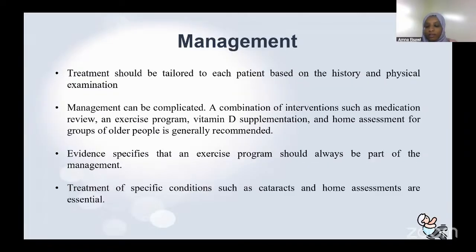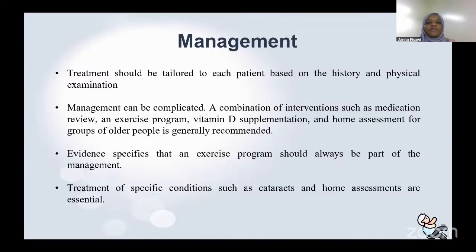Okay, now moving on to the management. Again, I reiterated this a lot, but it's really important to know that the management, the evaluation, and even the assessment is multi-dimensional. It's a bit complex, and it depends on the risk factors. So the treatment should be tailored to each patient based on the history and physical exam and the lab results. The management can be complicated.